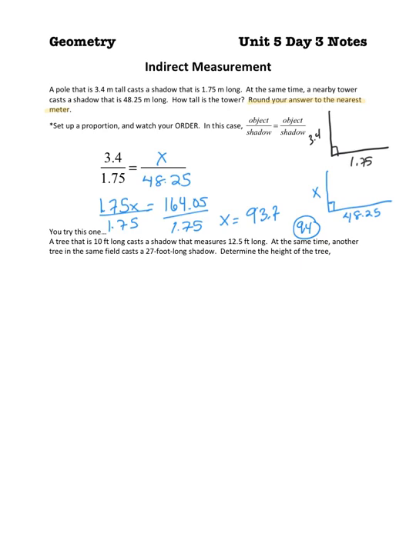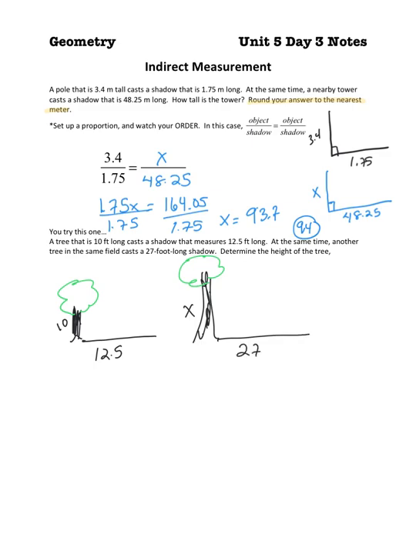You've got a tree 10 feet tall that casts a shadow. So let's do one tree. Well, I'm going to draw a tree. Mrs. Gates is really bored. Okay, this tree is 10 feet tall. And it casts a shadow 12.5 feet long. Then you've got another tree, which is much bigger. This tree, we don't know how tall that is. I'm going to call it x. It casts a shadow that is 27 feet long.